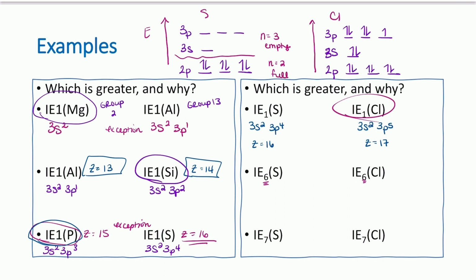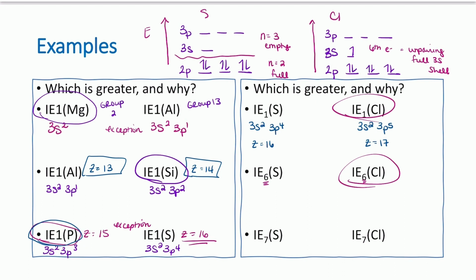Chlorine, 1, 2, 3, 4, 5, and 6. That 6th electron is unpairing a full 3s shell. Now, yes, the S's overall aren't the strongest thing in the world, but it was full, and you unpaired it. It's going to take more energy to do that.